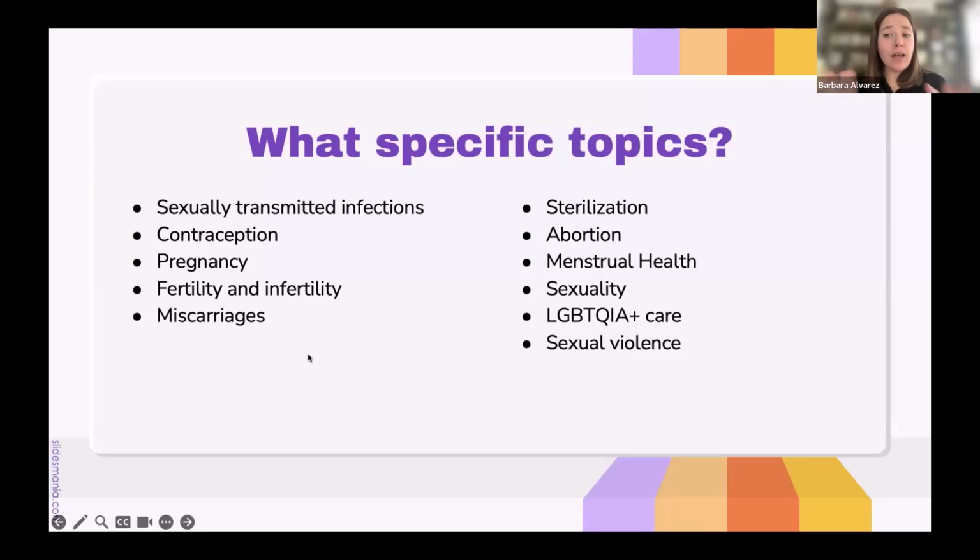I have found that a lot of libraries are really comfortable carrying books about pregnancy or sexuality. But when it comes to sexually transmitted infections or sterilization, abortion, things like that, there's more resistance. So think to yourself, is your library carrying topics on this subject area that are less popularly available? Just take a moment and think about that.